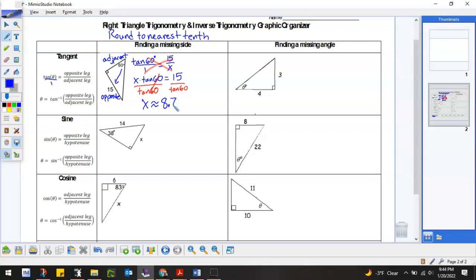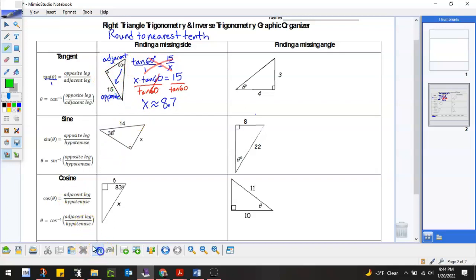If we want to verify, is it reasonable to think that this side would be less than this side? I think so, because the larger angle should go with the larger side. And that side that's 15 has a 60-degree angle, which means the side that has this 8.7 has a 30-degree angle. Remember, these angles add to 90, and all three add to 180.